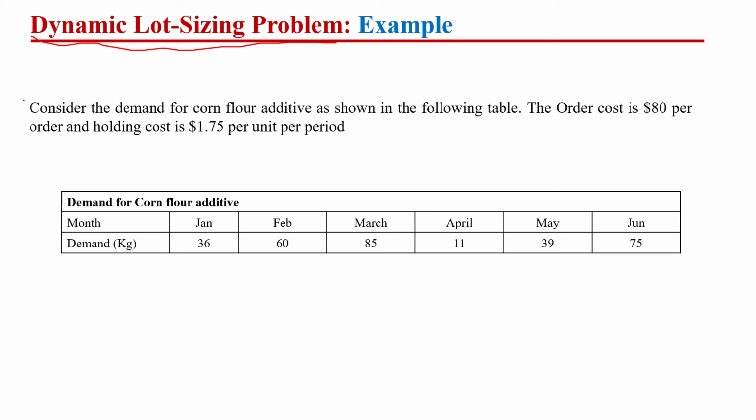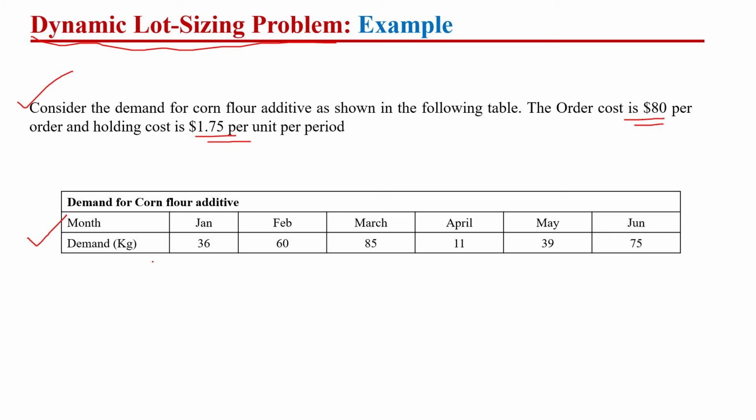For that, I'm using the same example which we used while we were solving this problem using Excel solver. We have the order cost, which is $80. We have the carrying cost, or you can say the holding cost, per unit per period, which is 1.75, as well as the information regarding the months. For that, we would like to develop the lot sizing, and we are given the demand, and we have discussed that we can solve this problem.